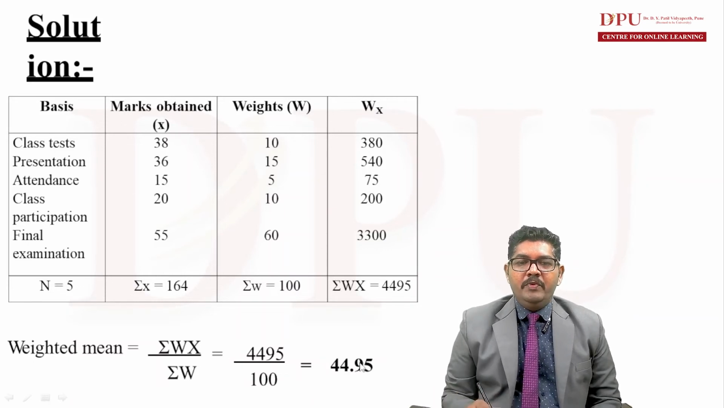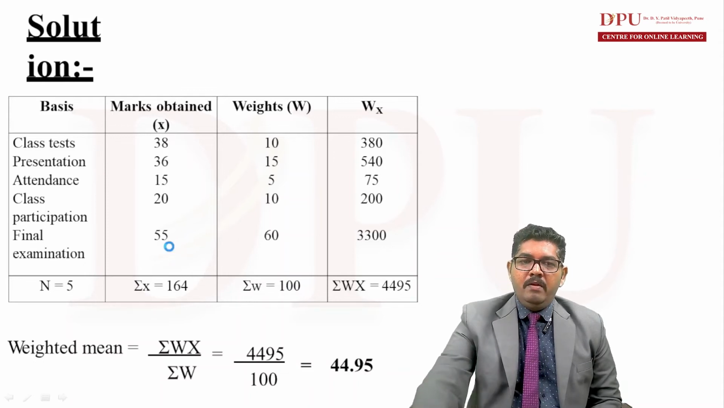One thing we must remember is that this value, 44.95, is always between the smallest value and the largest value. The smallest value is 15 here, and the largest value is 55. So it cannot be less than 15 and cannot be greater than 55.